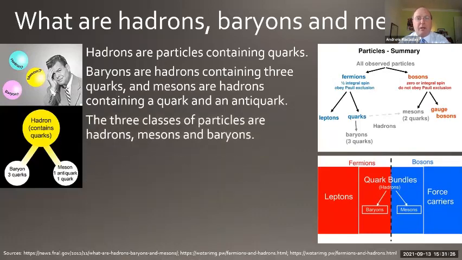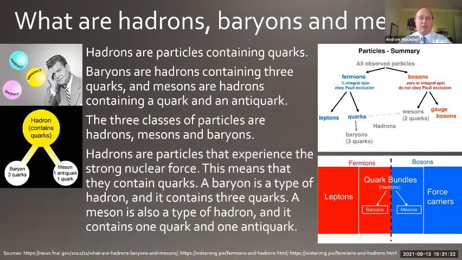The 3 classes of particles are hadrons, mesons, and baryons. Hadrons are particles that experience the strong nuclear force. This means that they contain quarks. A baryon is a type of hadron, and it contains 3 quarks. A meson is also a type of hadron, and it contains 1 quark and 1 antiquark.